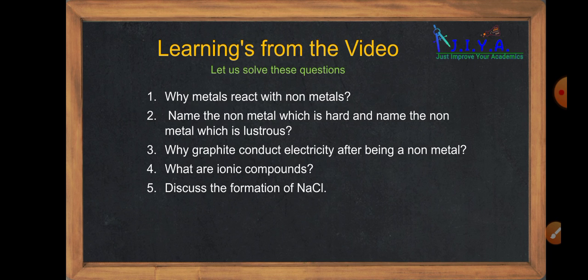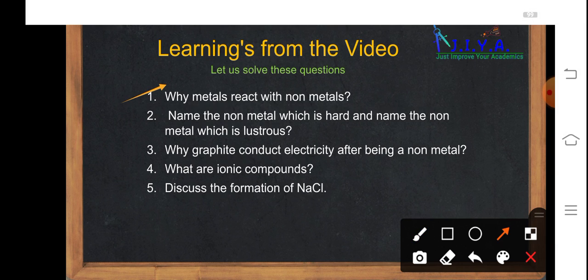Now, what are the learnings from the video? Let us solve these questions. Why do metals react with non-metals? The answer to this question is that metals are electropositive, non-metals are electronegative. Both have opposite nature. So metals have a tendency to donate electrons, whereas non-metals have a tendency to gain electrons.